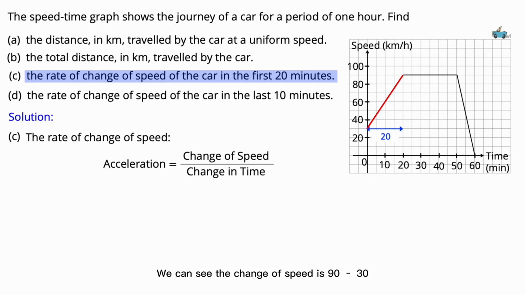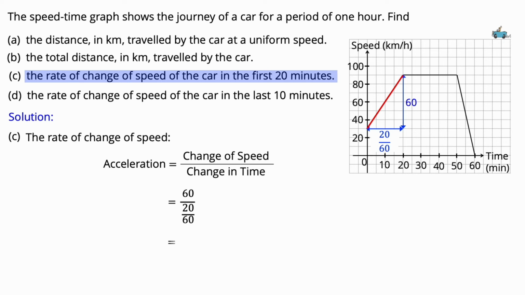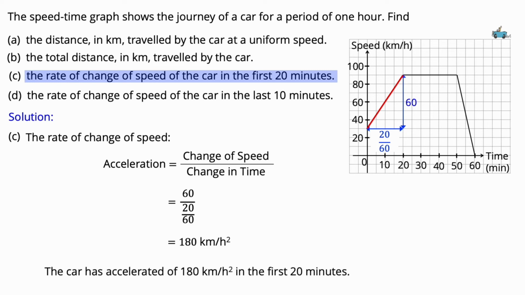We can see the change of speed is 90 minus 30 equals 60 km per hour. And the change in time is 20 minutes. Convert minutes to hours, 20 divided by 60. To calculate the acceleration, 60 divided by 20 over 60 equals 180. The car accelerates at the rate of 180 km per hour squared for the first 20 minutes.